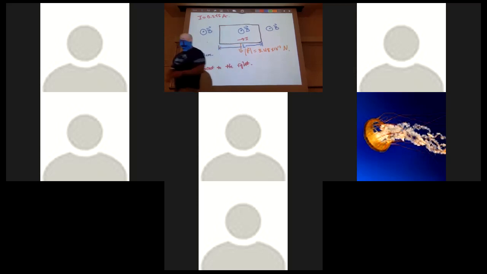So here, what do we know? We know the current is pointing in this direction. We know the magnetic field is pointing this way. So what's the angle between the two of those? It's 90, good. So here we know that the angle between those two is simply 90 degrees. So this is the same thing as I times L times B.